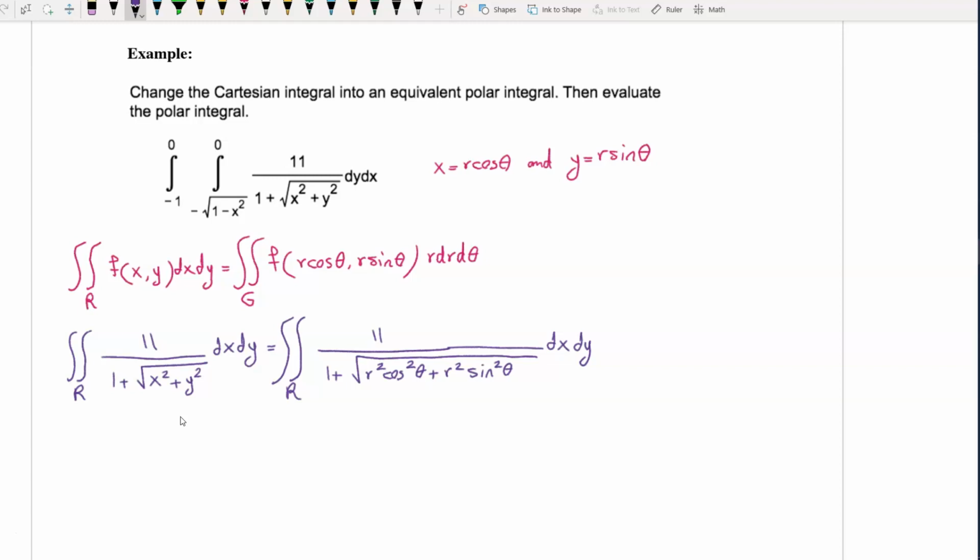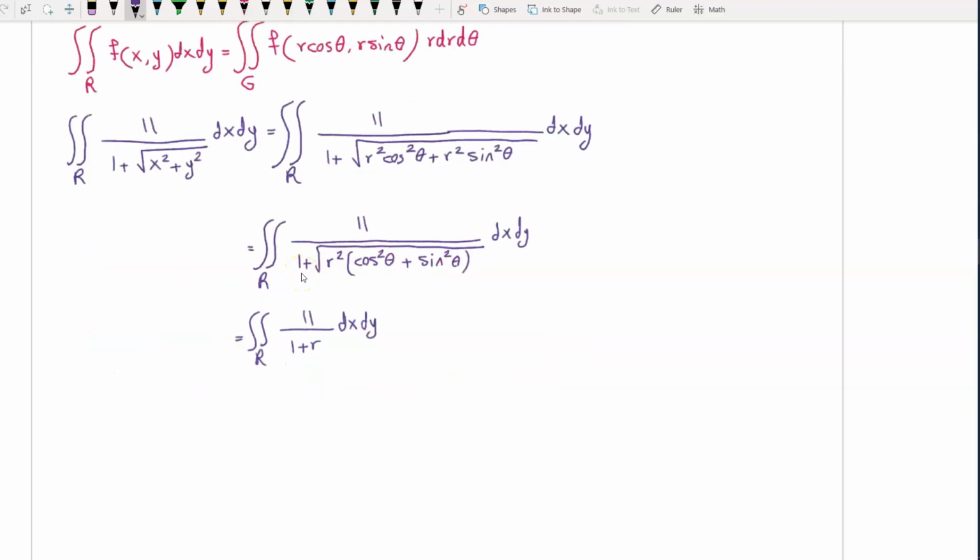On this part, given f of x, y is 11 over 1 plus the square root of x squared plus y squared. This is equal to the double integral over R of 11 over 1 plus the square root of, where instead of x we have r cosine theta and instead of y we have r sine theta. So here is r squared cosine squared plus r squared sine squared. Now factor r squared: the double integral over R of 11 over 1 plus the square root of r squared times cosine squared plus sine squared, dx dy. Cosine squared plus sine squared is equal to 1, and the square root of r squared is equal to r. So we have the double integral over R of 11 over 1 plus r dx dy.